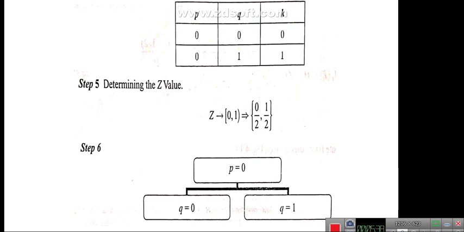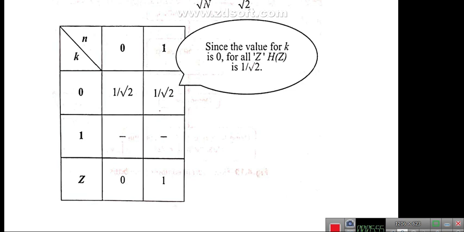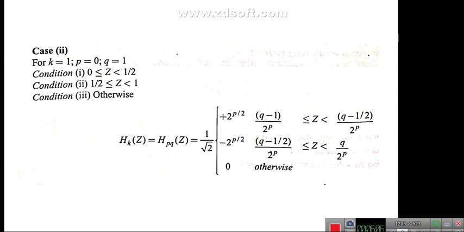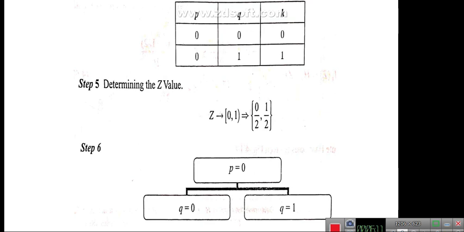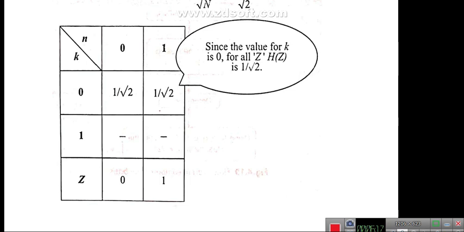So z is equal to 0 divided by capital N. The order is 2 because our problem is n equal to 2. So here 0 by 2, up to (n minus 1) by 2, so 2 minus 1, 1 divided by 2. Okay. So here p is 0 and q is 0 or 1. So if k equal to 0, the transform h of z is equal to 1 by root n. This is the formula, so 1 divided by root n, just substitute n. So k equal to 0 means the function is equal to 1 by root n, so 1 by root 2, that's all.